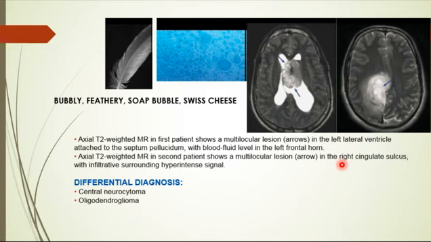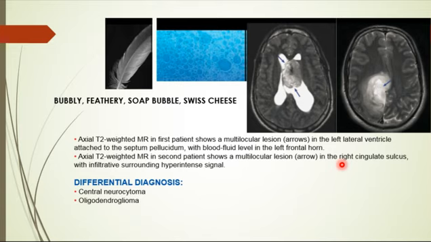For a mass where you use this term, the bubbly appearance, the soap bubble appearance, the Swiss cheese appearance, the feathery appearance, without looking at an image, just when you hear that, you keep two things in mind: either central neurocytoma or oligodendroglioma. It's one of the two, okay?